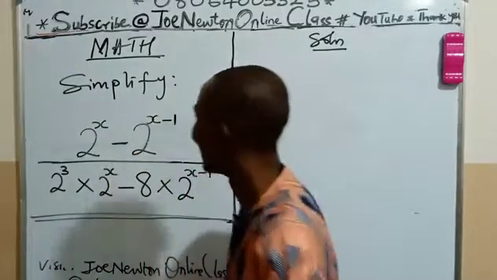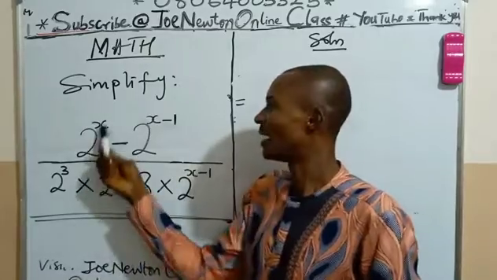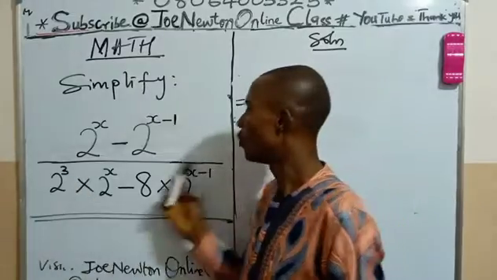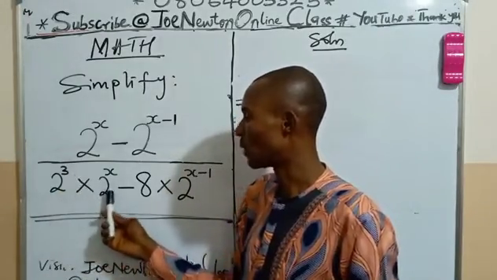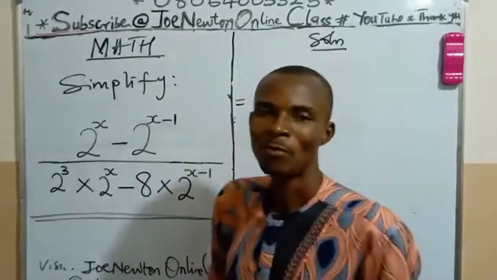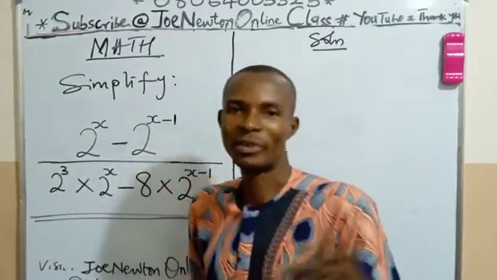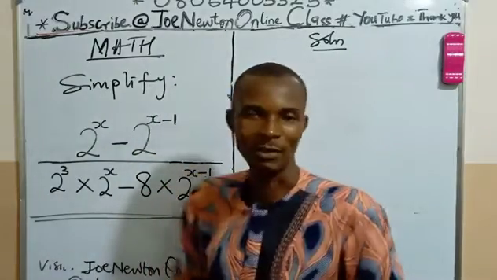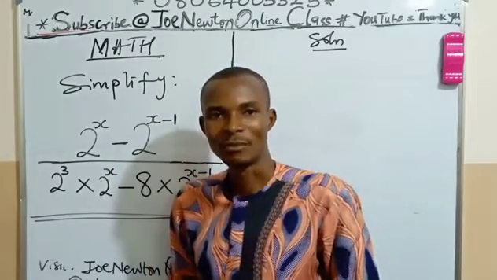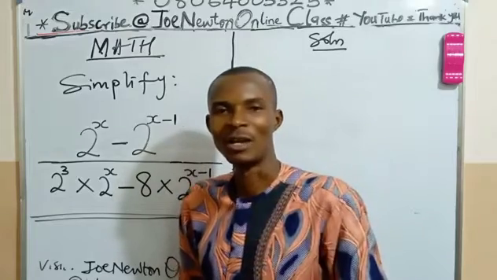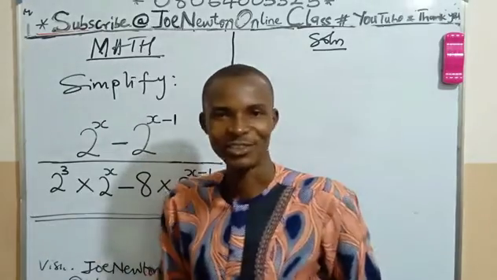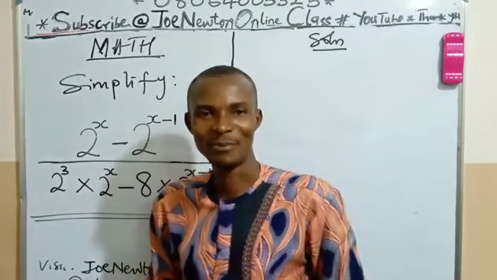Now, looking at the question, we are asked to simplify 2 raised to the power x minus 2 raised to the power x minus 1 all over 2 raised to the power 3 times 2 raised to the power x minus 8 times 2 raised to the power x minus 1. Now, there are many ways of solving this particular question. But I want to teach you the tips how we can solve it using factorization combined with law of indices. And you can solve this at ease. Just pay attention and enjoy this tip with me.